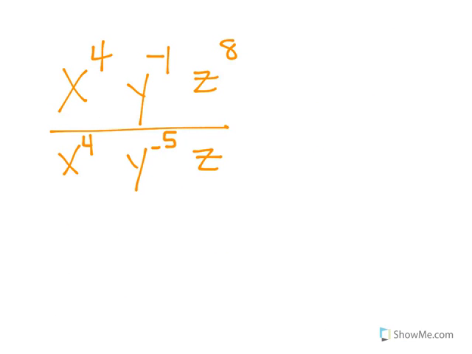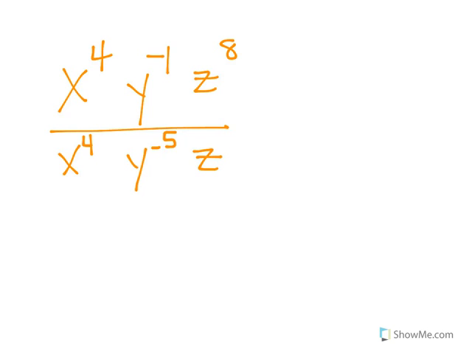Let's take a look at a few more examples that are a bit more involved. In this example, we have x to the 4th, y to the negative 1, z to the 8, that product in our numerator, and we're dividing by x to the 4th, y to the negative 5, and z. So when we have an expression like this and we're asked to simplify, we need to remember all of the properties that we've talked about so far. We need to remember properties about negative exponents, about zero exponent, and then our multiplying and our dividing rules.